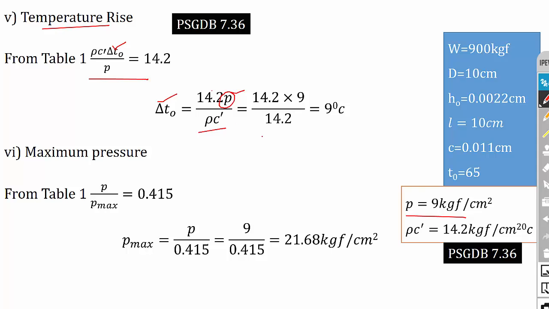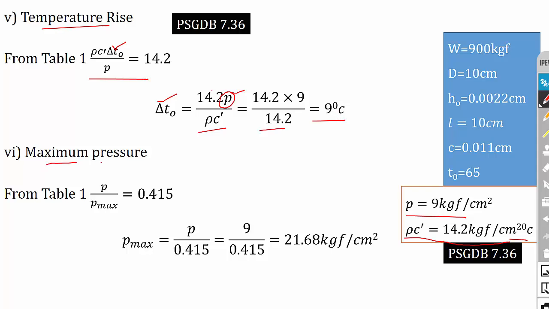Then the rho C dash value is given in the data book page number 7.36. So at the bottom of the chart you can see that. So rho C dash value is equal to 14.2 kgf per centimeter square degree Celsius. You can substitute it. So if you solve this, then you will get del T value as 9 degrees Celsius. That is the temperature rise.